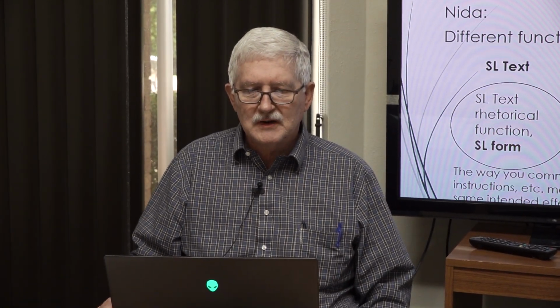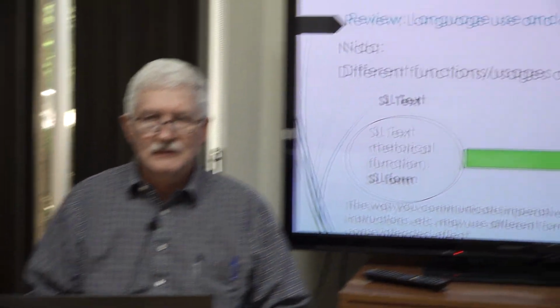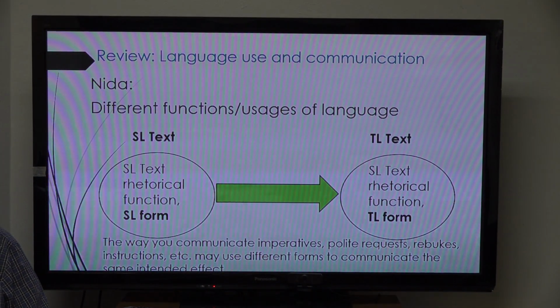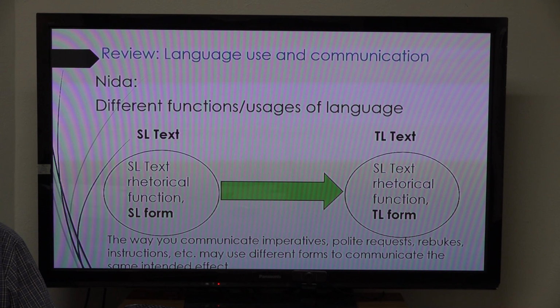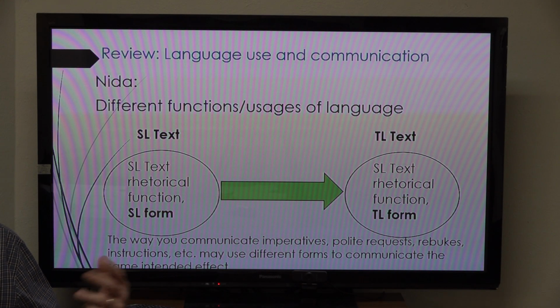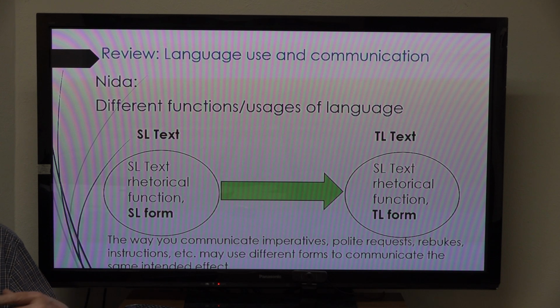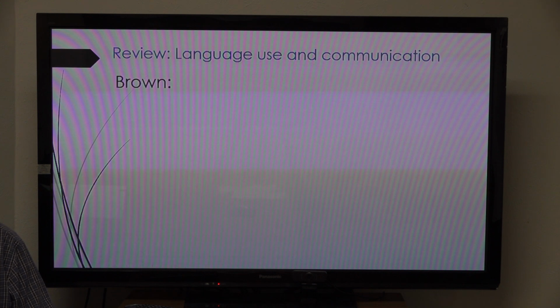And the way that you communicate, whether it's imperatives, polite requests, rebukes, instructions, they all use or might use different forms from the original language to communicate well with the same intended effect. So we always have to keep that in mind. What are the forms? What's it going to look like in the target language in order to communicate the same thing from the source text?